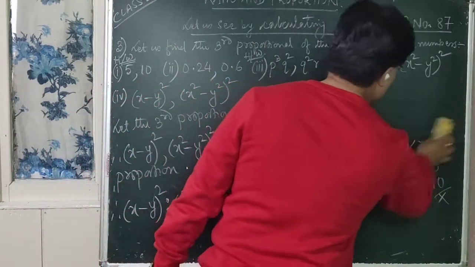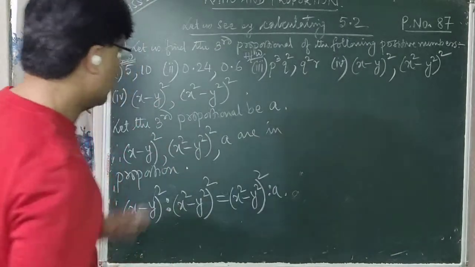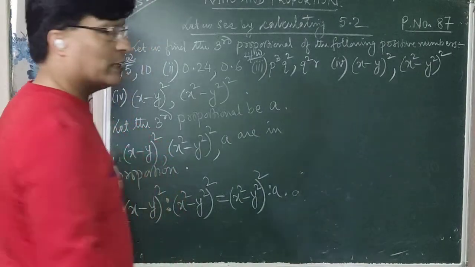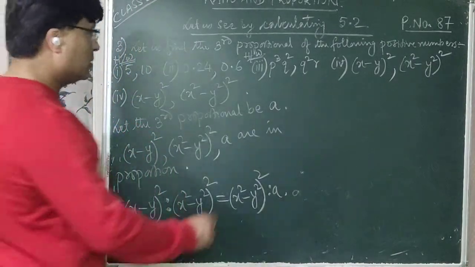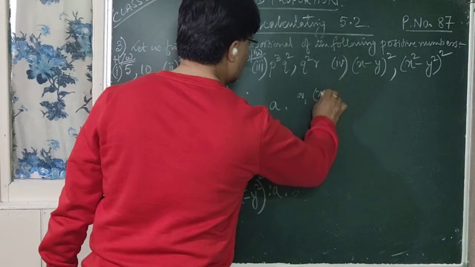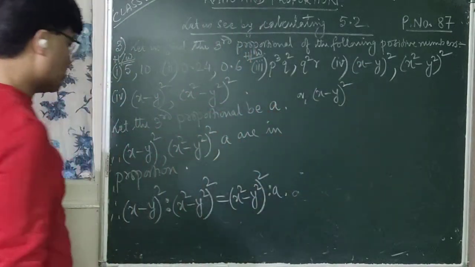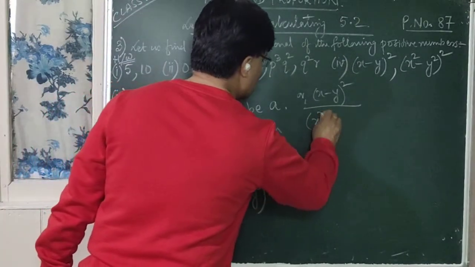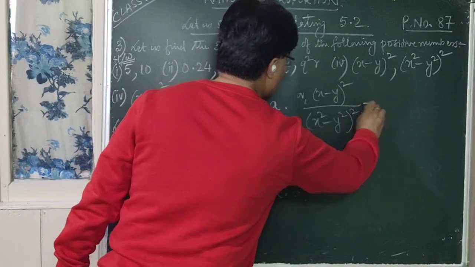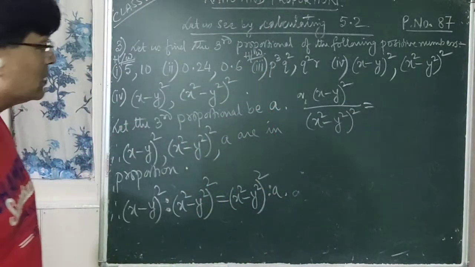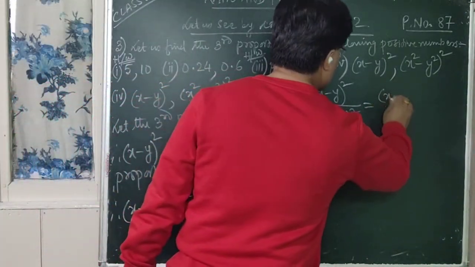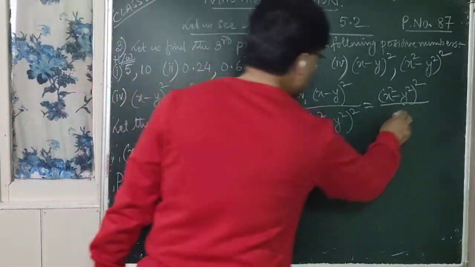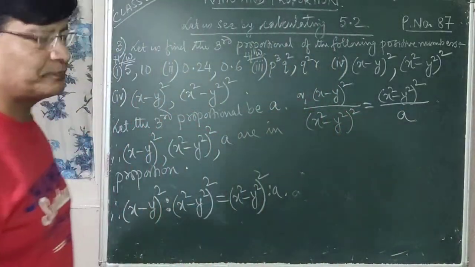So now let us simplify it to get the value for A. So here A is an unknown quantity. So ratio means you can write it in terms of fraction. So let us write it in terms of fraction. So (x minus y) whole square divided by, isn't it? Divided by (x square minus y square) whole square, which is equal to, on the right side, so how will you write it? It is (x square minus y square) whole divided by A. Is that clear?